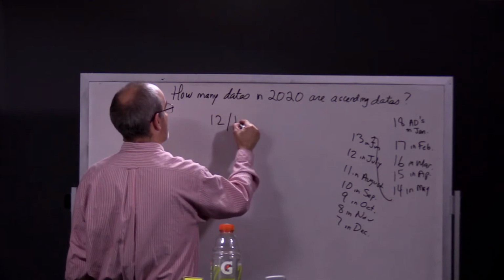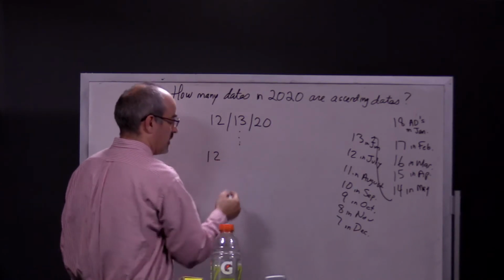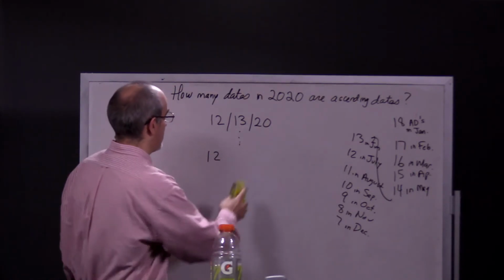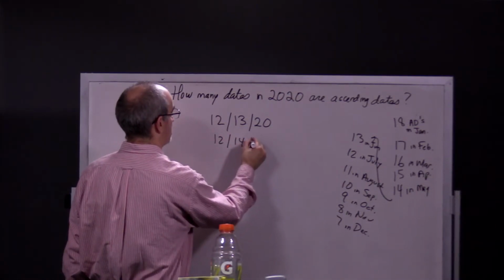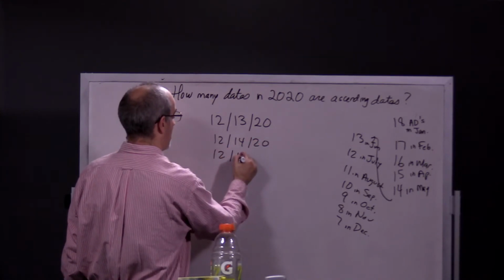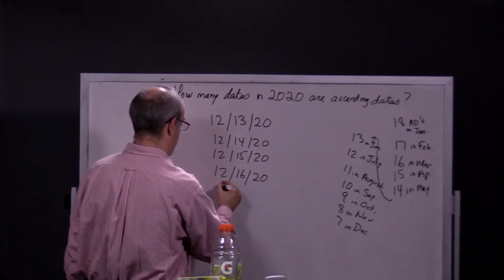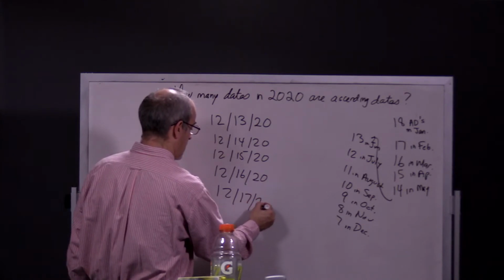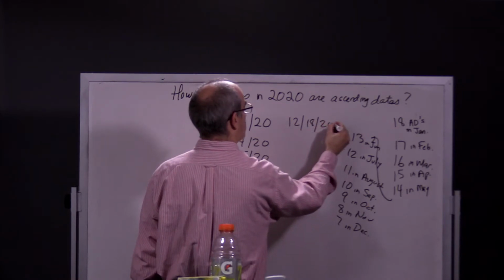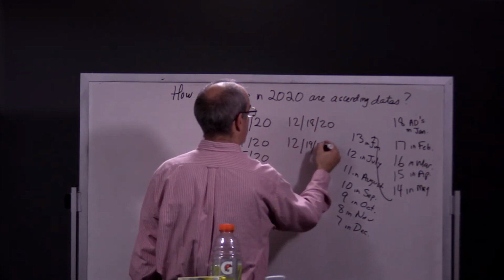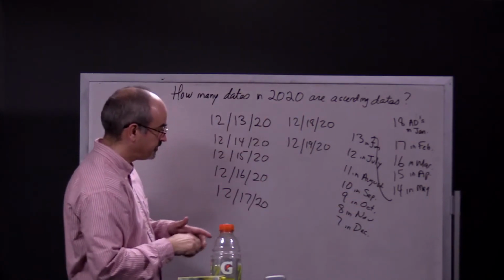So 12/12 won't work. So 12, 13, 20 is the first one. Then it goes to 12. You know what? Since there's only 7, I'm going to write them all out just to make sure. So that would be the next one. Next one. Next one. I want to make sure you can see it, so. And that's it. So there's 1, 2, 3, 4, 5, 6, 7, which is what we said.